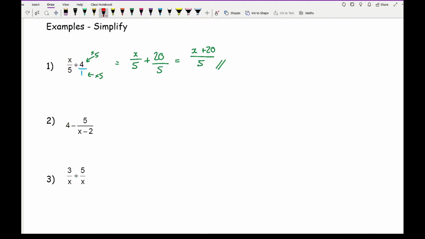So moving on to question 2, again, we've got a whole number, so I'm going to convert that to a fraction.